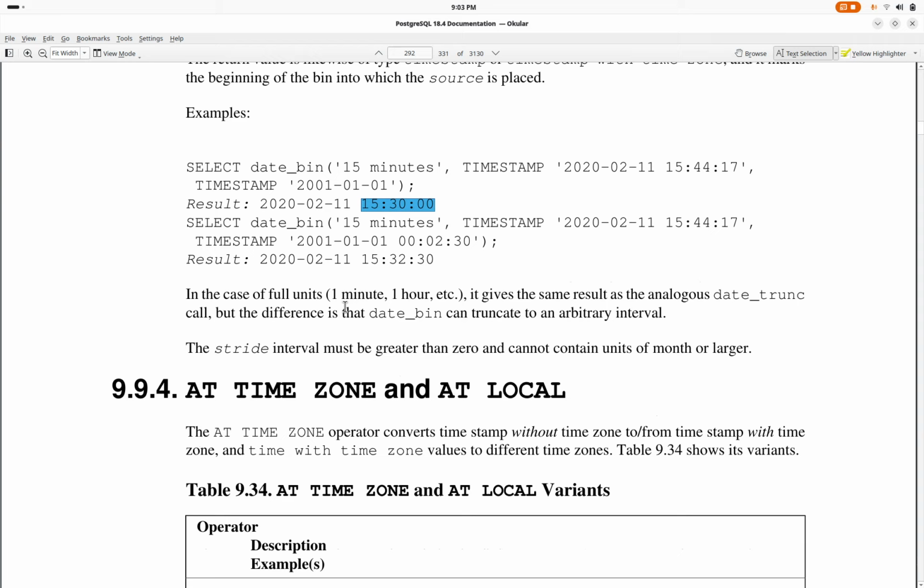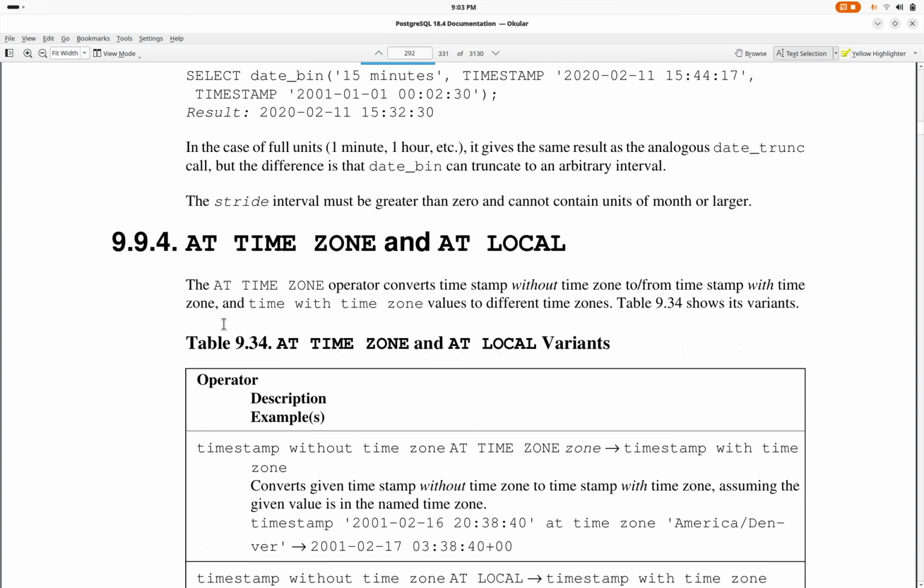In case of the full units, 1 minute, 1 hour, etc., it gives the same result as the analogous date_trunc call. But the difference is that date_bin can truncate to an arbitrary interval. The stride interval must be greater than 0 and cannot contain units of months or longer.